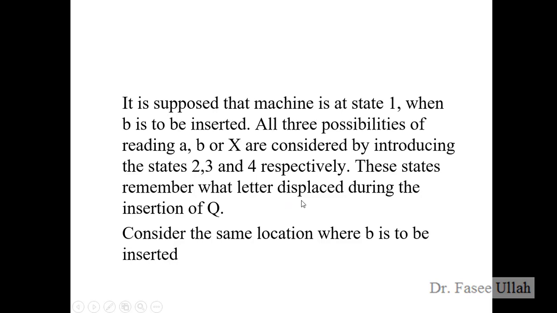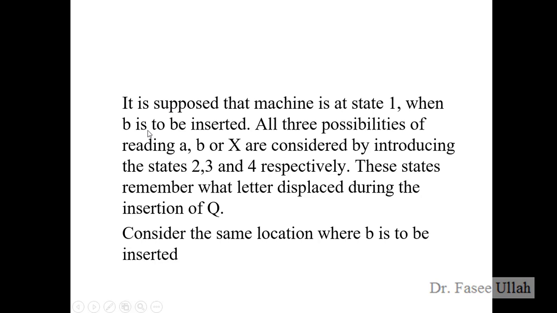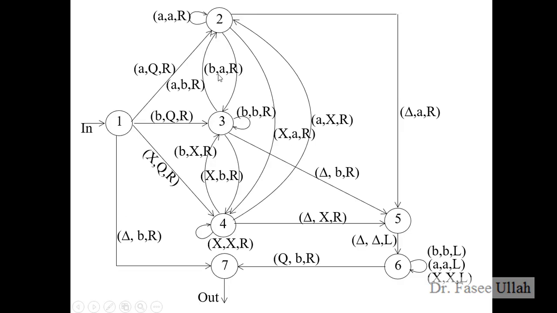Okay, this is the same explanation which I explained previously. So let's read from here. It is supposed that the machine is at state 1, when the insertion process begins. When B is to be inserted, all three possibilities we have of reading A, B, or X are considered by introducing the states 2, 3, and 4. Okay, 2 for A, 3 for B, and 4 for X.